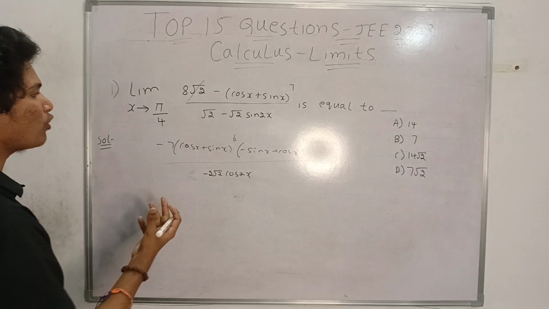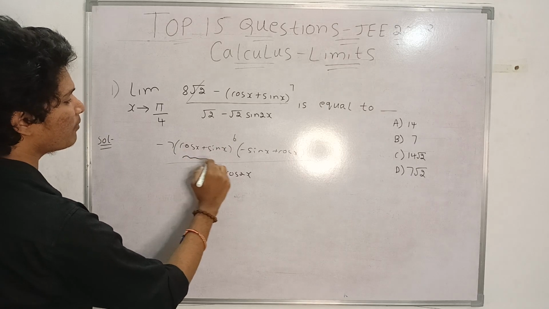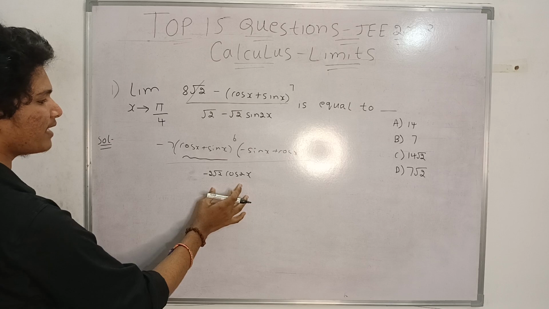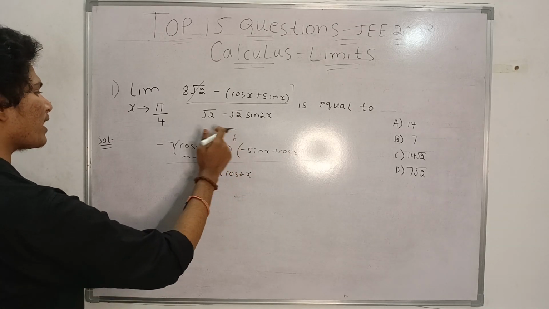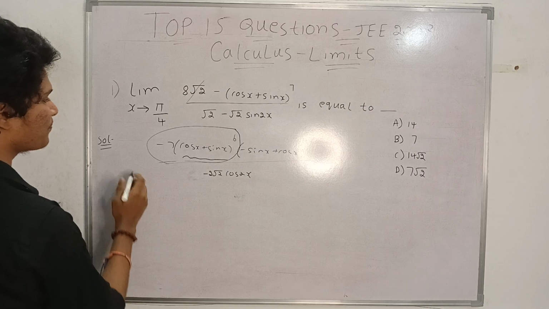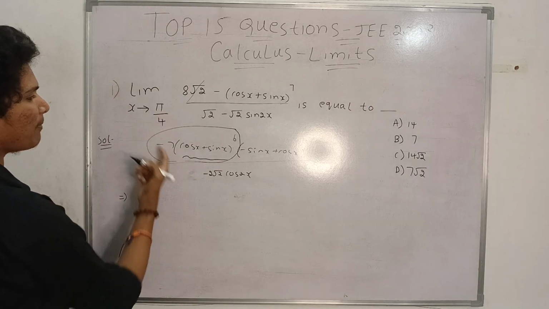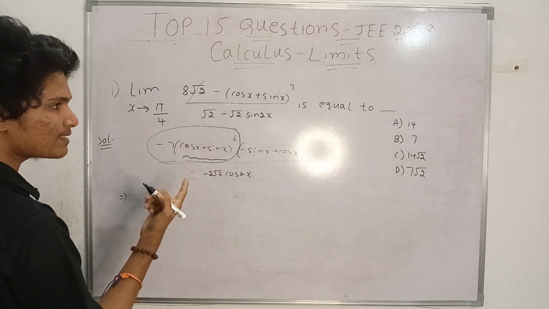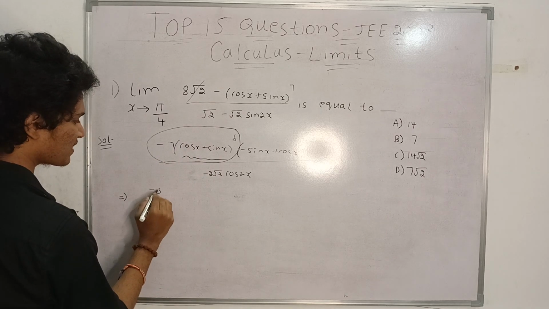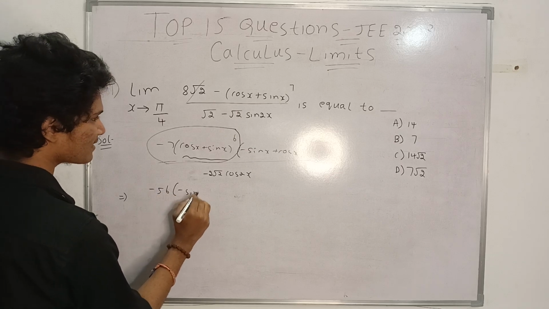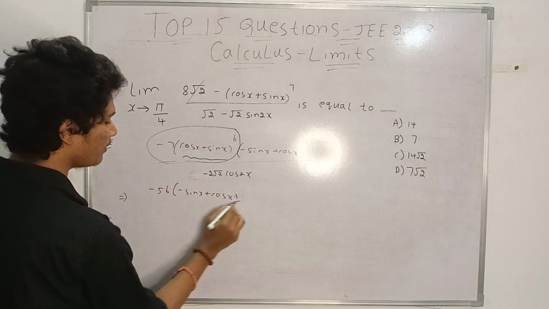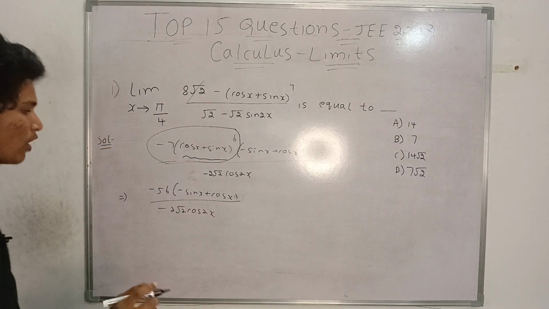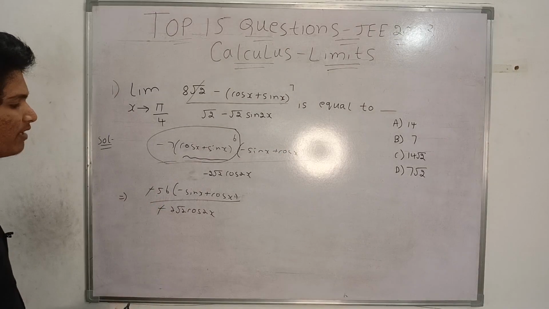So now we have to check whether this term is getting 0 or not. Definitely this term is not getting 0, so we can directly substitute the value here. When we substitute pi by 4, it is 1 by root 2 plus 1 by root 2, that is root 2. Root 2 power 6 is 8. 8 times 7 is 56, that is minus 56 into (minus sin x plus cos x) divided by minus 2 root 2 cos 2x. And now the minus will get cancelled.